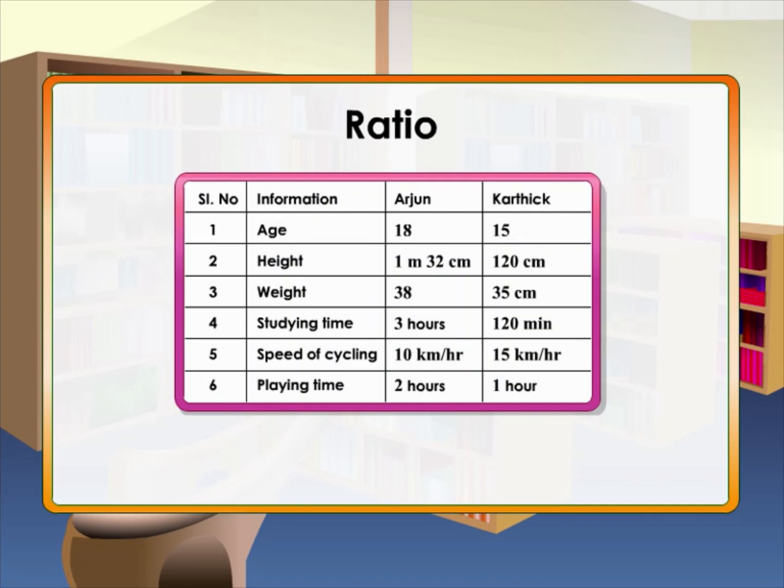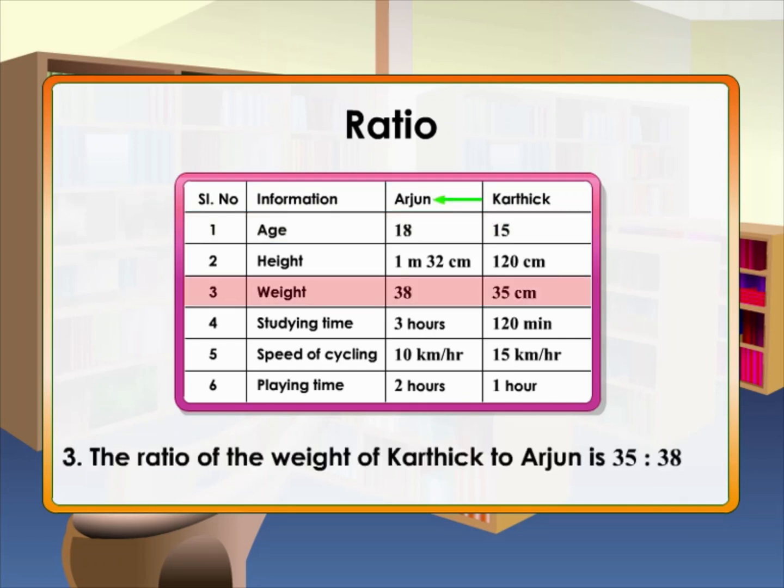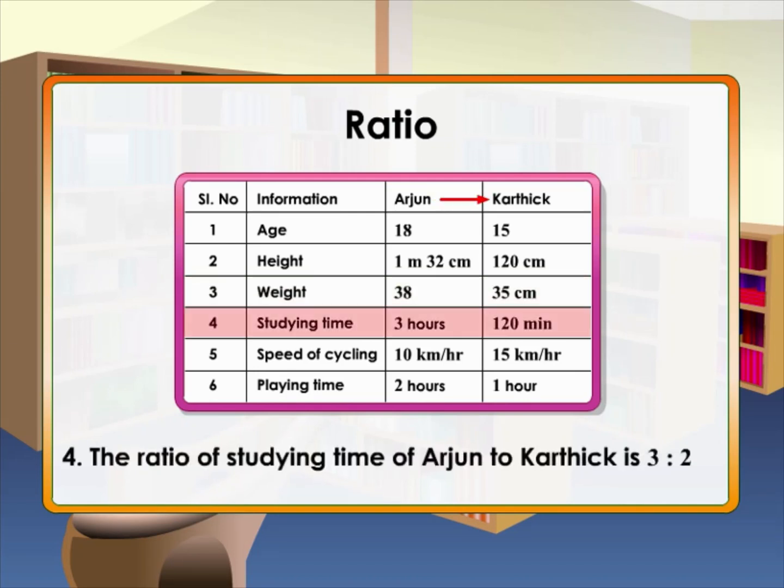Now let us look at the comparison from the information of Arjun and Karthik. From the table, we compare the ratios of the same kind and write the ratios as: the ratio of the age of Arjun to the age of Karthik is 18:15. The ratio of the age of Karthik to the age of Arjun is 15:18. The ratio of the weight of Karthik to Arjun is 35:38. The ratio of studying time of Arjun to Karthik is 3:2.